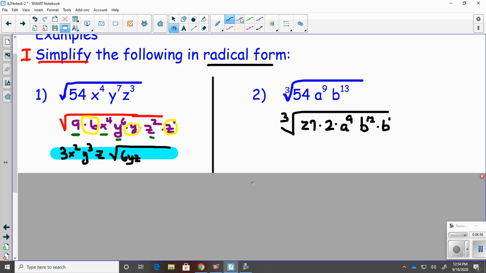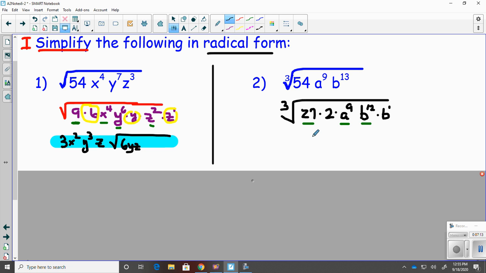Okay, and so then you're going to go through and you're going to underline all the pieces that you can do the cube root of. I know I'm going to be able to simplify the cube root of 27. I definitely can do this piece, and I can do this piece. And so in the next step, you're going to simplify what you can. The cube root of 27 is going to be 3. 3 times 3 times 3 is 27. The cube root of a to the 9th is going to be a to the 9 divided by 3, which is going to be a cubed. The cube root of b to the 12th is going to be b to the 12 divided by 3, and that will be b to the 4th.